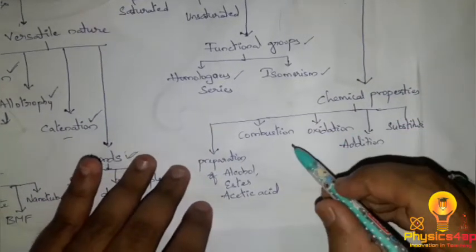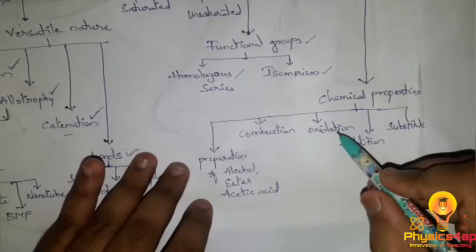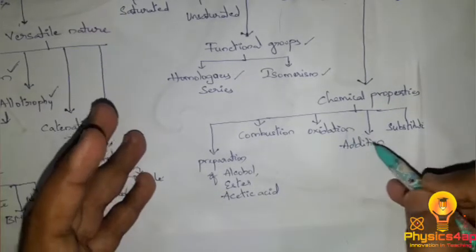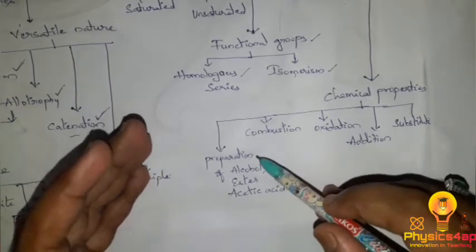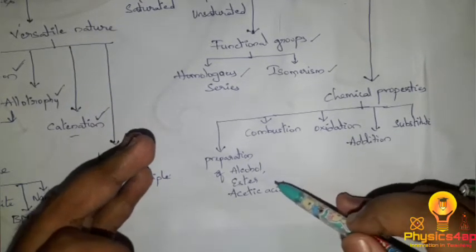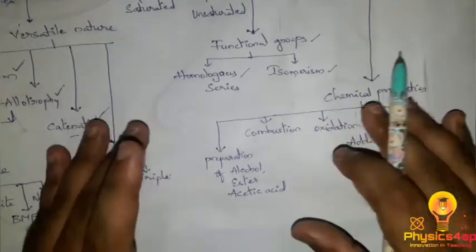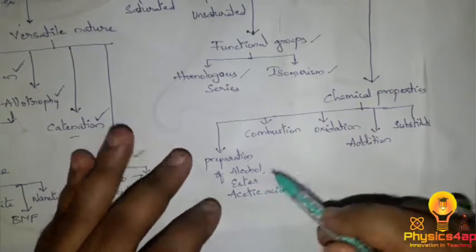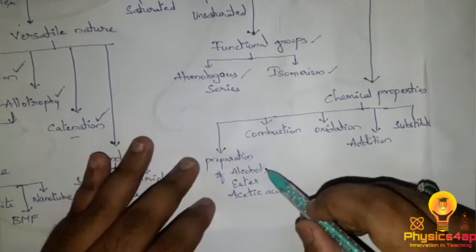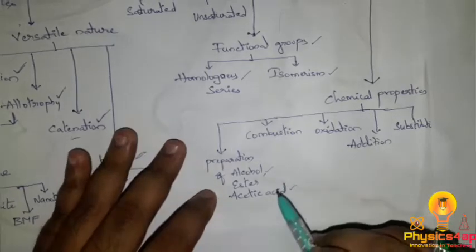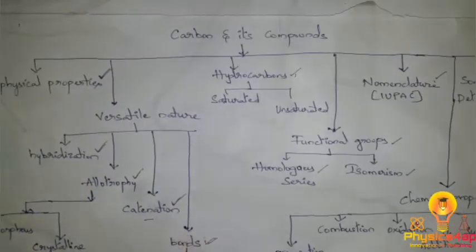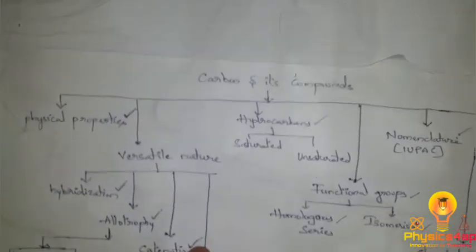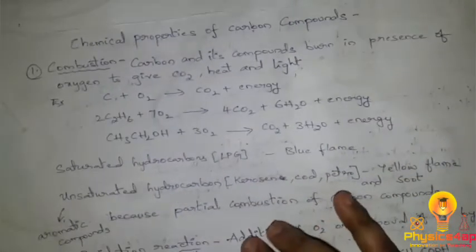In these chemical properties we will discuss the combustion reaction, oxidation reaction, addition reaction, substitution reaction, and also the preparation of alcohol, ester and acetic acid. Ester will be seen in the next episode. Now we will see the preparation of alcohol and acetic acid and these four types of chemical reactions. Now let us move on to our main topic, the chemical properties of carbon compounds.